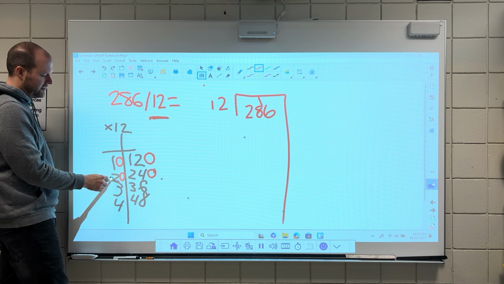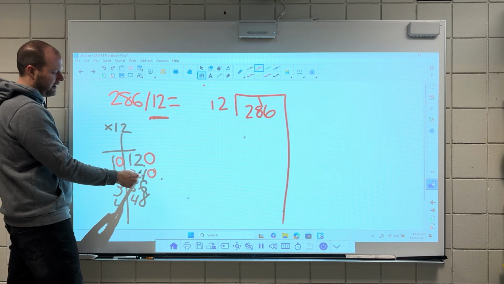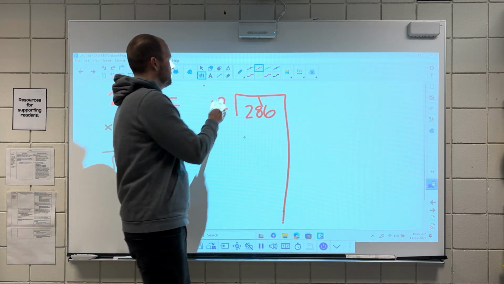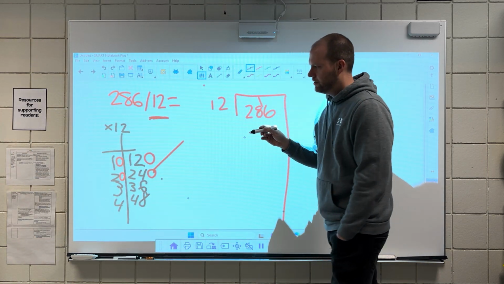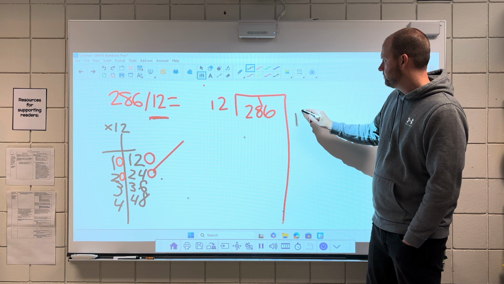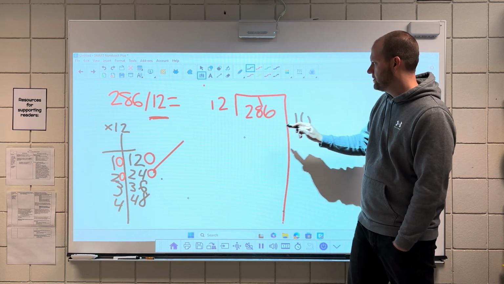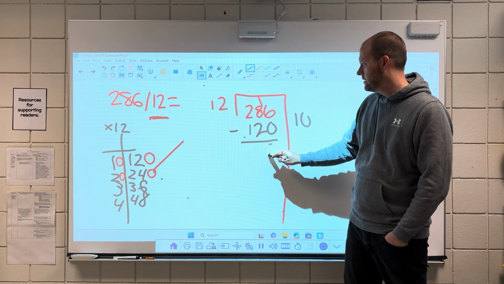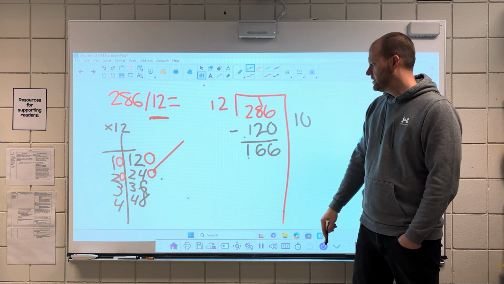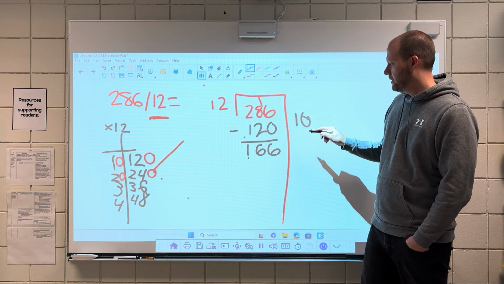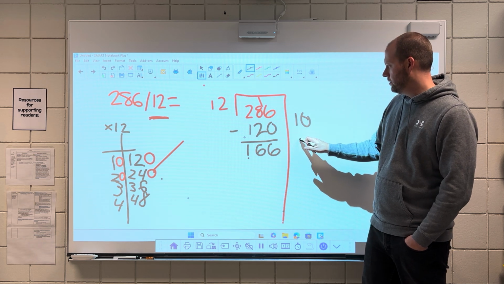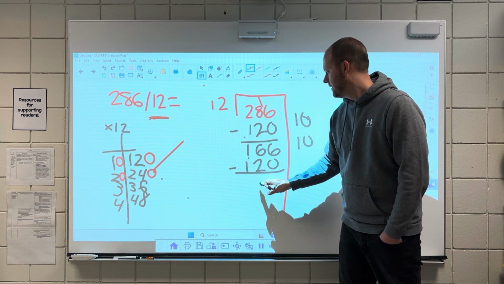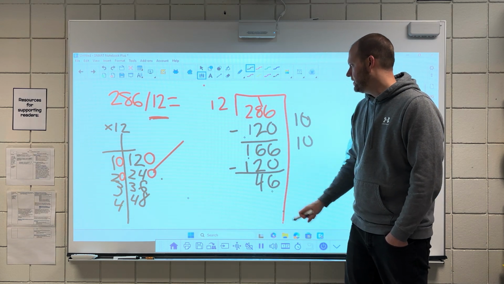If I multiply this factor by 10, then my answer would be multiplied by 10. So I'm going to do that to start. Yeah, never mind. I'll just do 10. 10 12s would be 120. Subtract. 166 left. Maybe I would do that again because that's pretty close. I have 46 left.